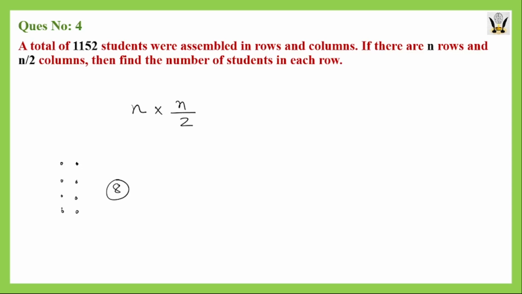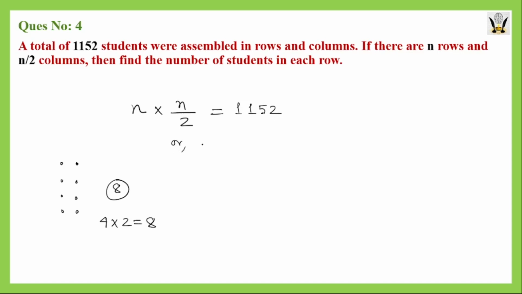When we multiply the number of rows, which is 4, and the number of columns, which is 2, we get the total number of students. Similarly, when it is represented by n and n by 2, when we multiply these two values, that value will be equal to the total number of students, which is 1152 as per the question.